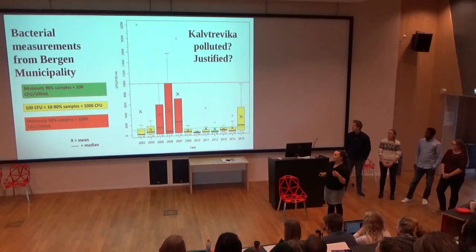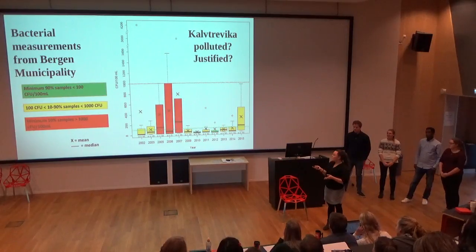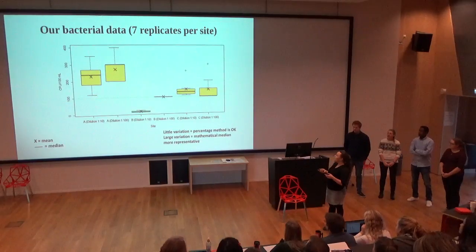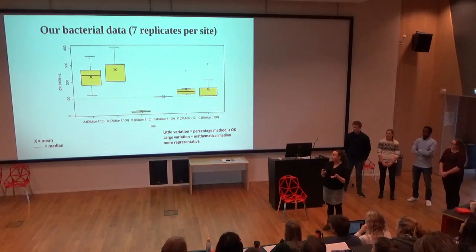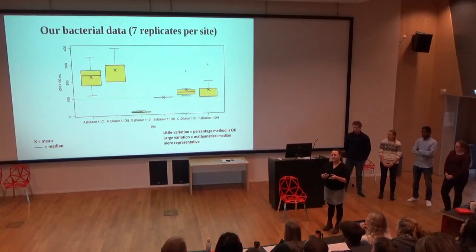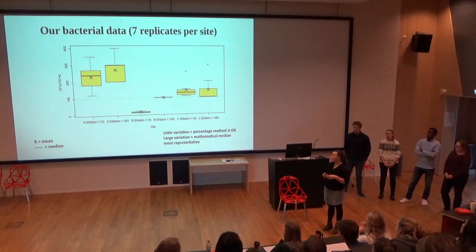So we asked, is Kalkarika actually polluted, and is the question to investigate the streams actually justified? Well, that depends on the categorization method that is used. As you can see here, it varies between the methods. If we look at our data, you can see that we have much less variability, and there you can see that the 3 categorization methods fall within the same category. So it seems that when you have little variation, the percentage method is okay, but when you have a large variation, as it often is in Kalkarika, the median is probably more representative.